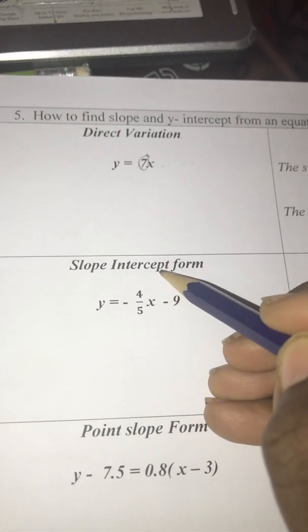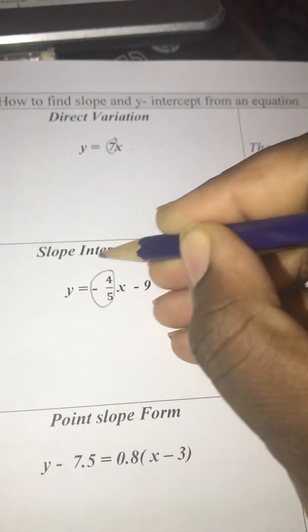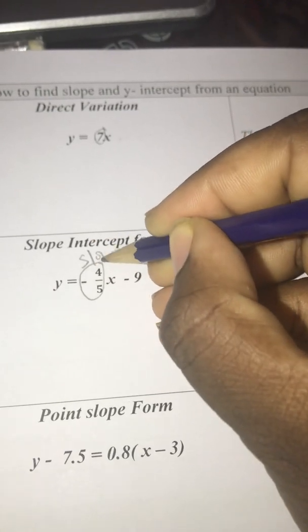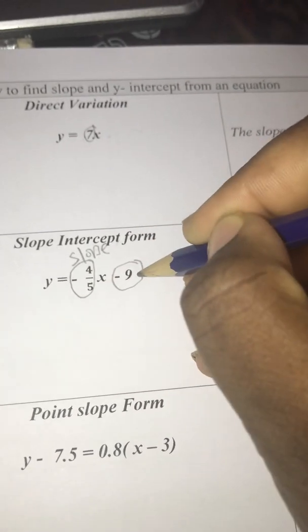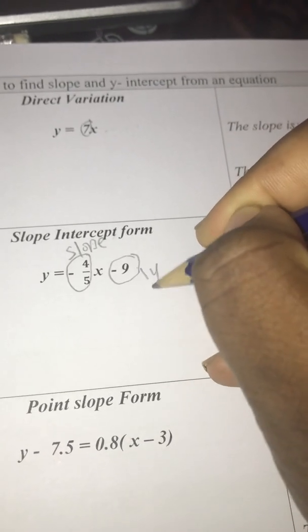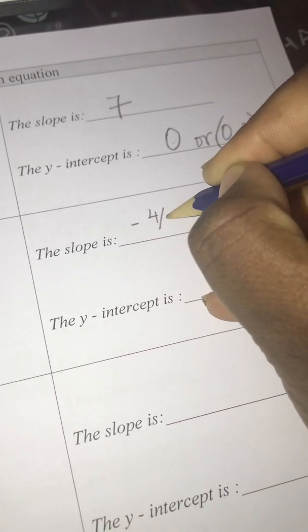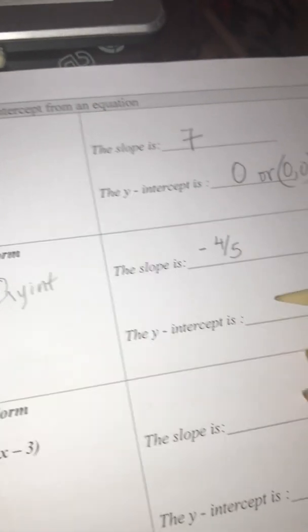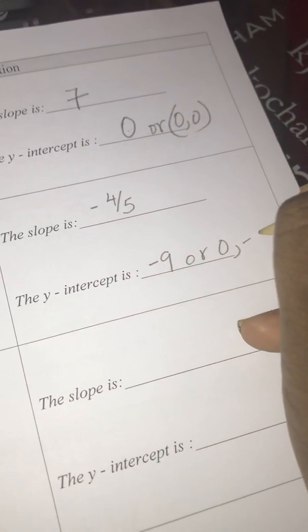The slope-intercept form, the number with x together with its sign is the slope. The number that is added or subtracted is the y-intercept. So the slope here is negative 4/5. And the y-intercept is negative 9 or 0, negative 9.